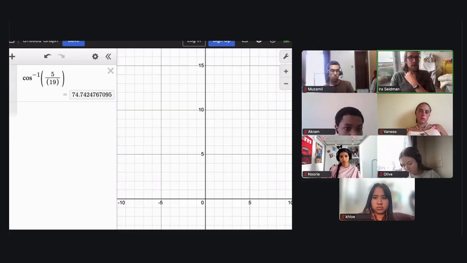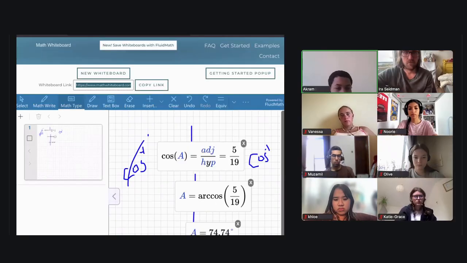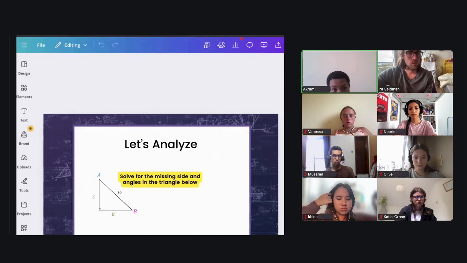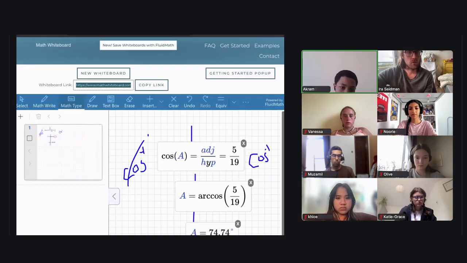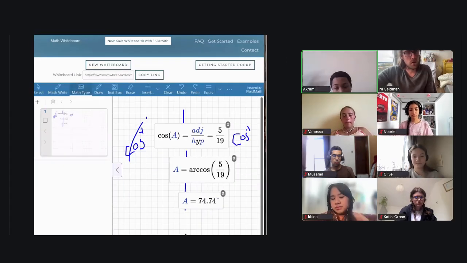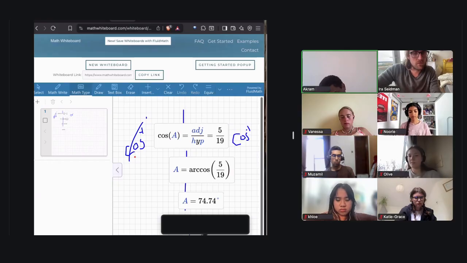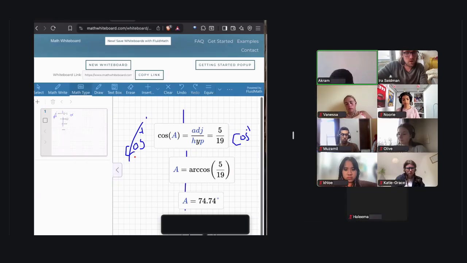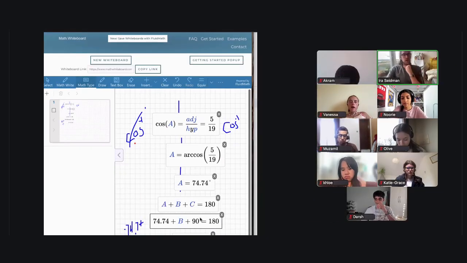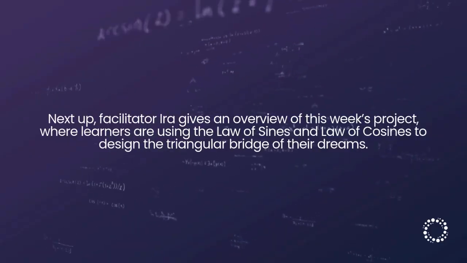Okay, that's big A. Now that we have the value for big A, we can just work out the value of big B, which should be pretty easy since all the internal angles in the triangle add up to 180. We can just subtract from 180 whichever we know. It's going to be 180 minus 90 plus 74.44, which should give us about 15.26. That's the second unknown. Very nice. And we're going to use this in the project today.